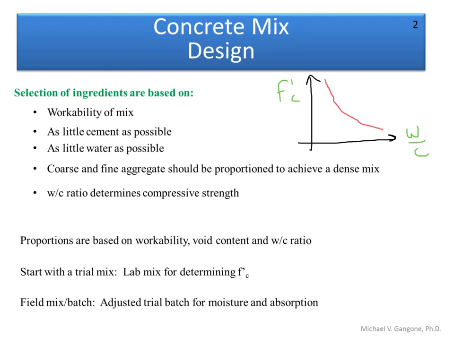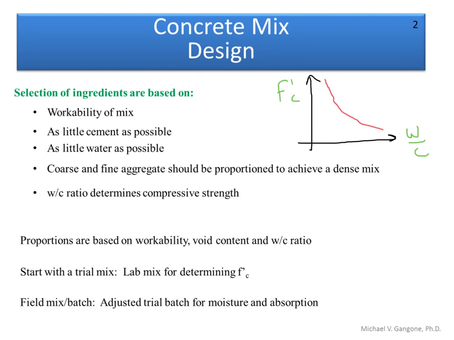So if the aggregate's being stored, say, outside, there might be some moisture contained within the aggregate that we need to account for. And the other thing is the absorption of the aggregate. Okay, so that's where we take this particular initial trial batch and we have to go through and adjust it to account for the absorption and surface moisture.